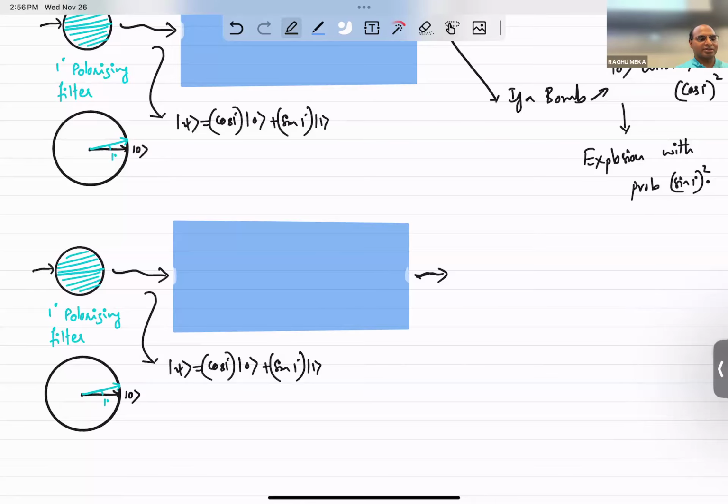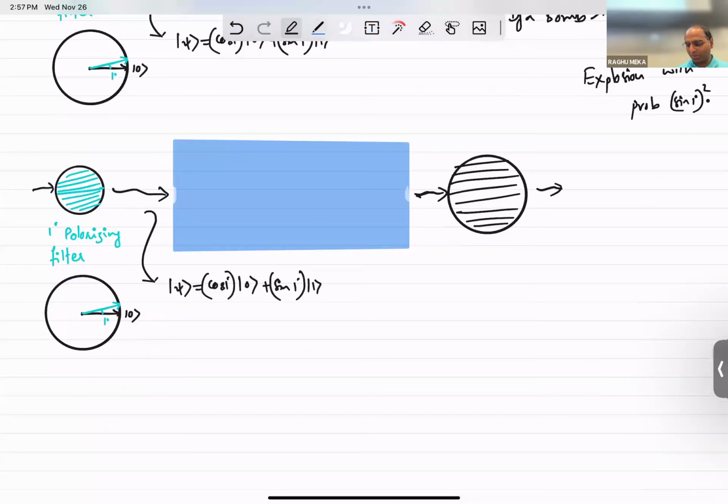There are many options. So maybe I will put, let's say I put a horizontal filter again. Okay, the only things I have are these filters, so let me play around with them. Right? So what happens now? So this is the experiment I'm doing. You gave me the box. I'm going to put a 1 degree filter first and a horizontal filter in the end and see what happens.